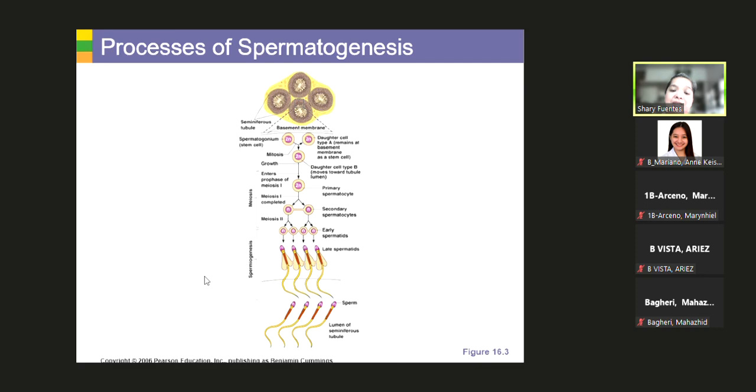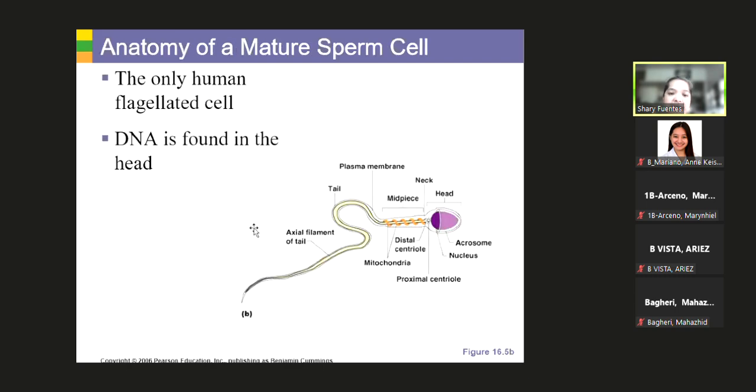So this is how the process goes: mitosis, then meiosis twice, then spermiogenesis, before they become mature sperm. That is spermatogenesis. So this is what it looks like: the only flagellated cell, and the DNA is found in the head. This is what I said, our arrangement is spiral. Okay?